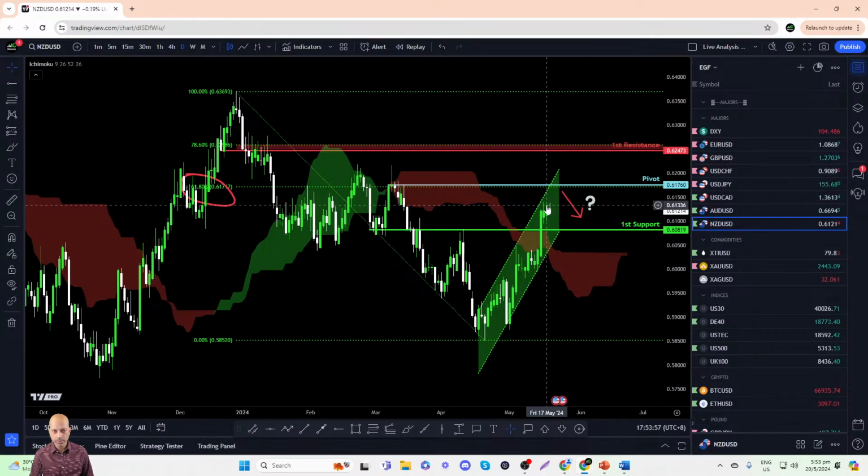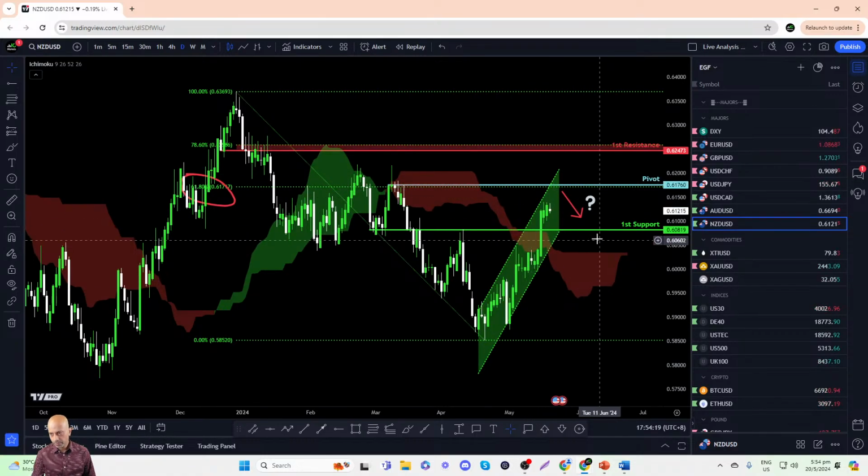So take note, we could see the Kiwi at least retrace higher in the first half of this week, probably retrace up towards the pivot level here. Once the RBNZ releases its monetary policy statement, should that statement and press conference be dovish, we are likely to see the Kiwi stall around this region, which is around 61.70, and reverse to drop pretty sharply as well.